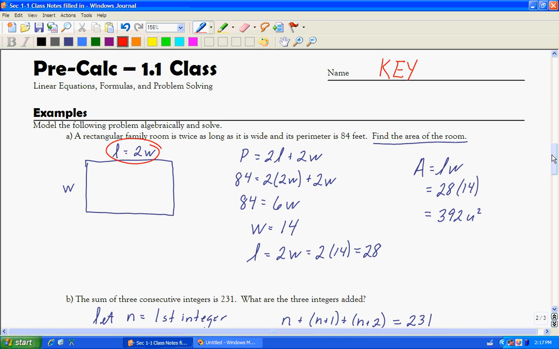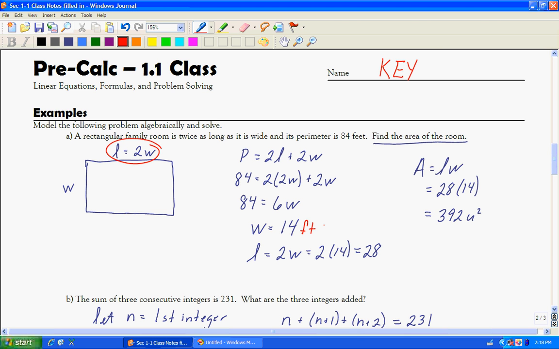We have a rectangular room. It's twice as long as it is wide, and its perimeter is 84 feet, and we want to find the area of the room. I like to draw a picture. So rectangle, label length and width, and we know that the length is twice the width, so we have that little equation right there. Perimeter is 2 length plus 2 width. Substitute everything in and solve, and we get the width to be 14, whatever, I guess it's feet.